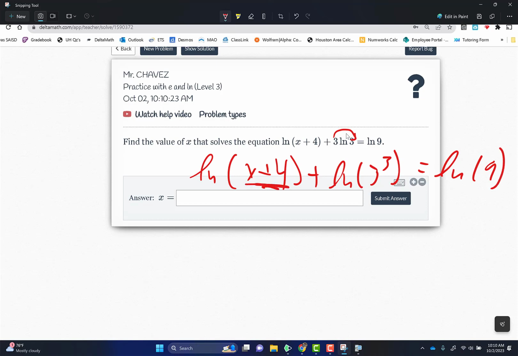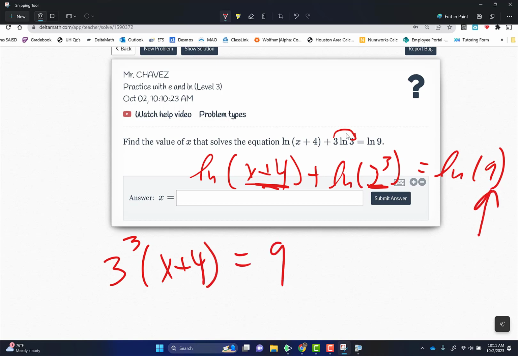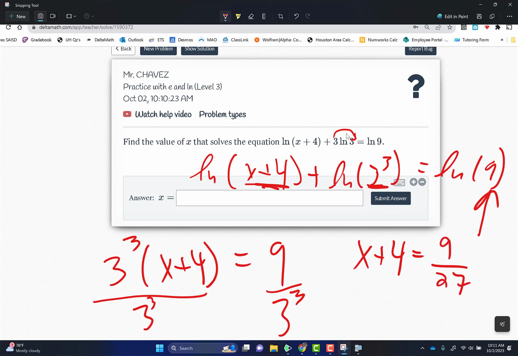So this x plus 4 with that plus and that 3 cubed, I'm going to go ahead and multiply them. 3 to the third times x plus 4, and all this better equal that 9. I'm just going to solve for x now. I'm going to divide by 3 to the third. I know what 3 to the third is, right? 3 times 3 is 9, 9 times 3 is 27. But I'm leaving it like that for now. And I have x plus 4 equals, I guess now's a good place to write 9 over 27. 9 over 27 reduces to 1/3.